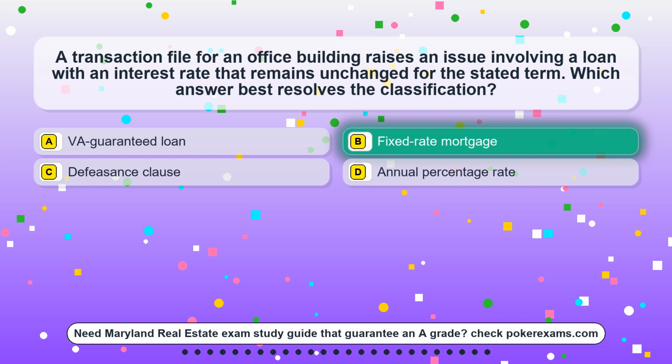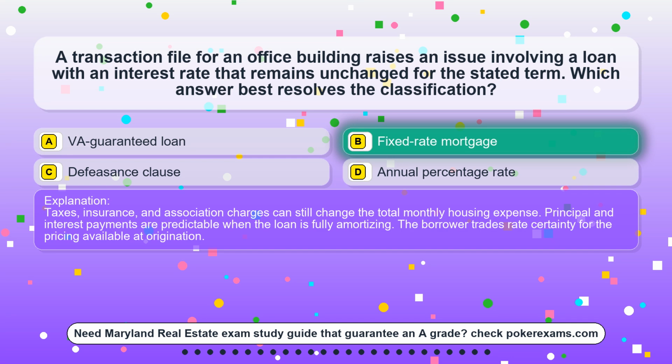The correct answer is option B, fixed-rate mortgage. Taxes, insurance, and association charges can still change the total monthly housing expense. Principal and interest payments are predictable when the loan is fully amortizing. The borrower trades rate certainty for the pricing available at origination.